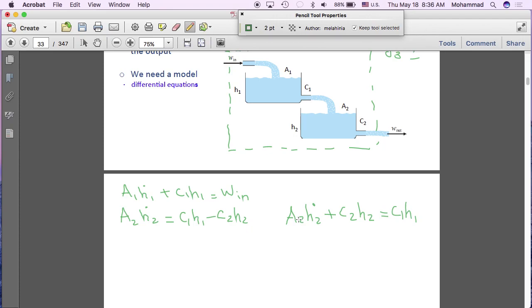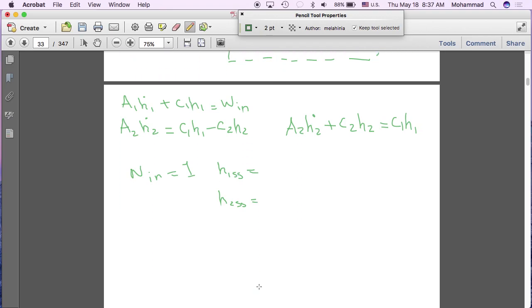For example, let's do this. Let's say, just as an example, Wn is 1. What is the steady state value of h1 and what is the steady state value of h2? Can you calculate that? So find h1 steady state and h2 steady state. That's our question. We want to know h1 steady state. What is it? Also, we want to know what h2 steady state is. So take some time and calculate those.